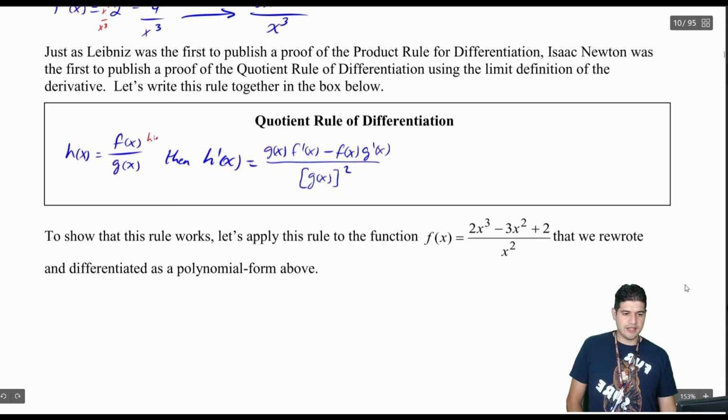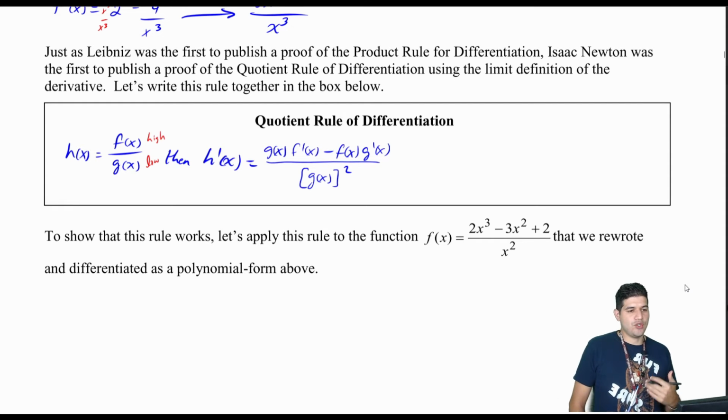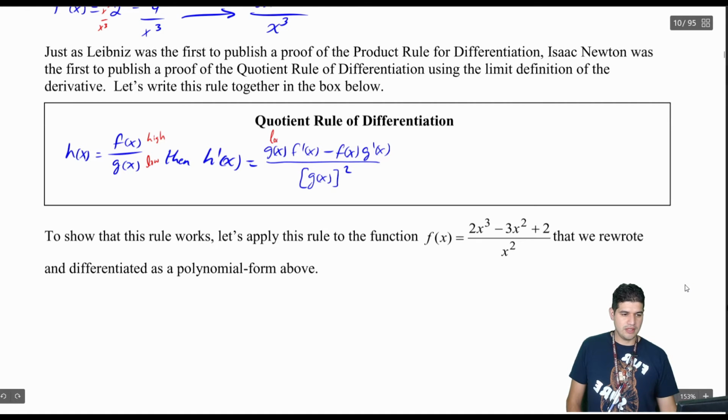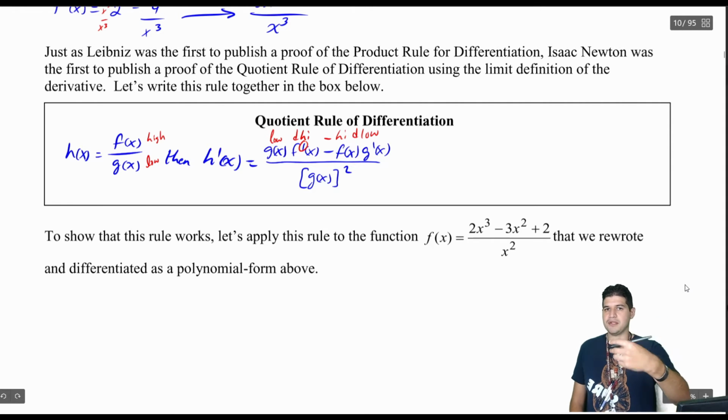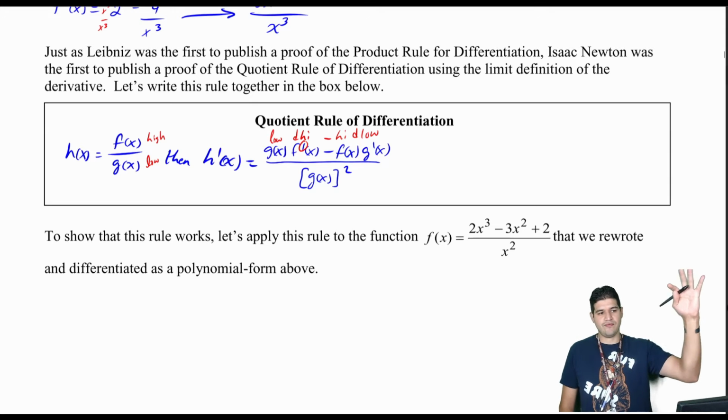So if we consider this the high part and the low part, the little tune that people normally use is low d high minus high d low, square the bottom, and away we go. So look at this. Low, you just write the low, d high. So the derivative, so d high, so minus high, d low, so the derivative of the bottom, the derivative of the lower part of the fraction. So the derivative of g of x is g prime. Square the bottom, and away we go.